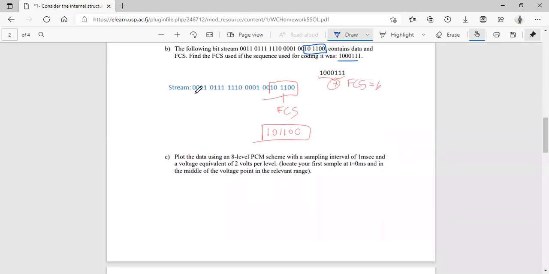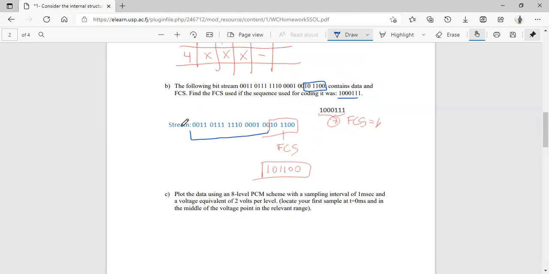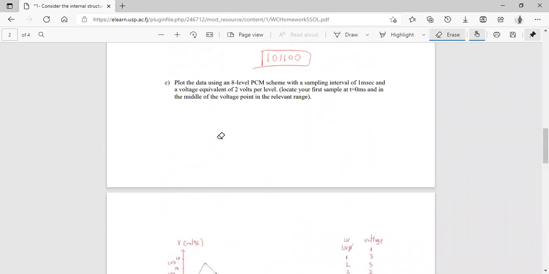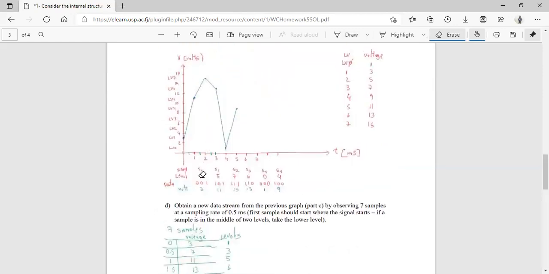So what we do is we know that from the previous question, this is my data stream, right? The last 6 bits are my FCS. So what we do is we group this data stream into 3 bits each. If we do that, you can see this is the data stream over here, and it has been grouped into 3s.